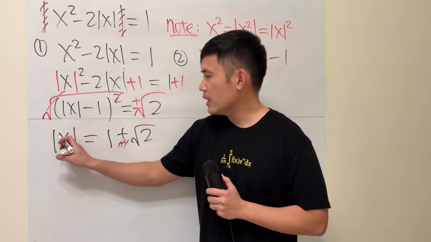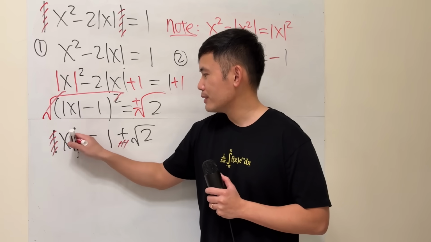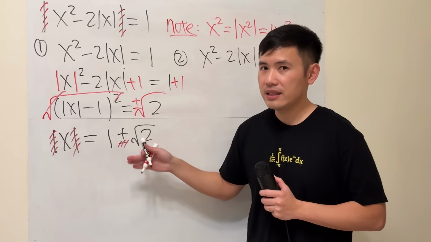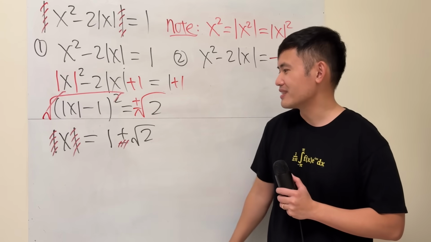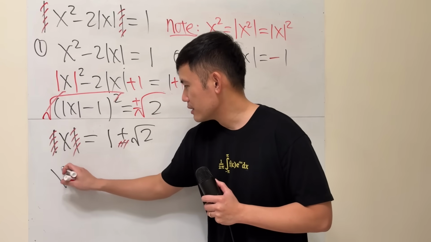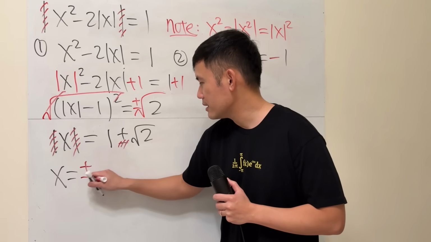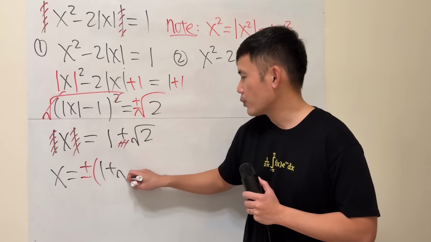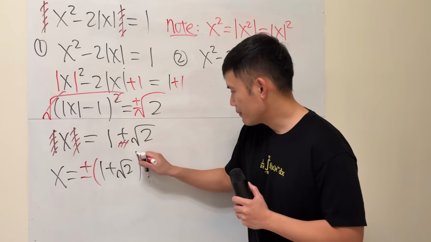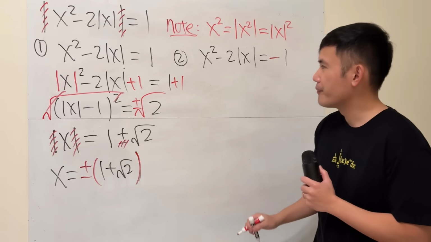And then, once again, we are going to get rid of the absolute value. And then just negate. Consider two cases. So here, we actually have two answers. x is equal to plus or minus (1 plus square root of 2). So we have two answers from here.